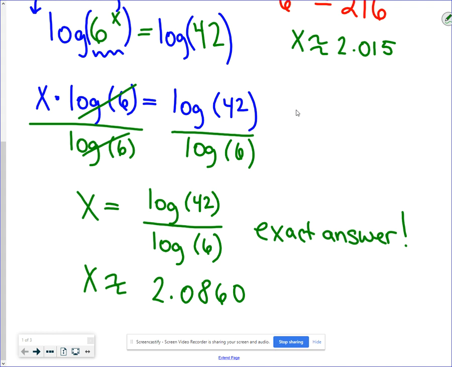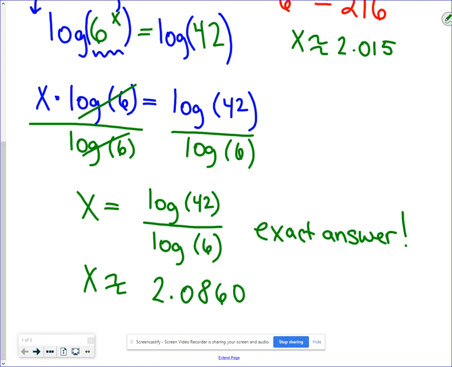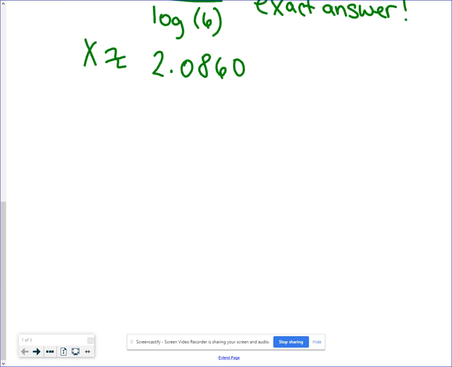All right, so let's try another one. This one asks me to find 7 to the x power is equal to 20. On the one above, I took the common log of both sides. Well, you can also use the natural log. It doesn't matter which one you use. So this time, I'm just going to use the natural log. So I'm going to take the natural log of both sides of this equation.